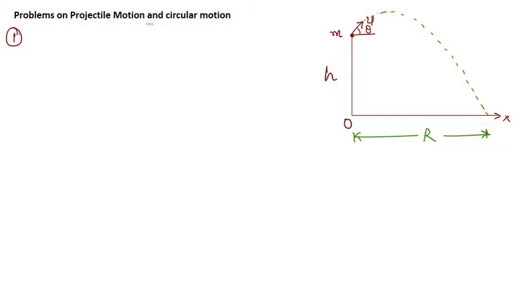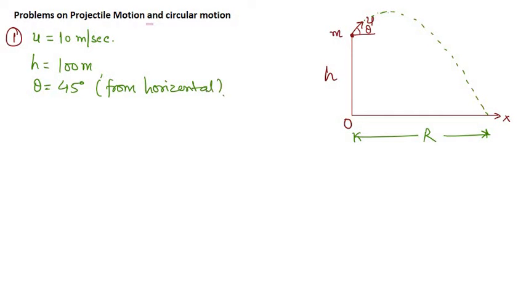The parameters given are: your initial velocity is 10 meter per second, your height from the origin is, let's take it as 100 meter for simplicity, and let's take theta as 45 degrees. Theta is from the horizontal, so I should mark it here from the horizontal. Okay, so this is the question. And this is under gravity, obviously.